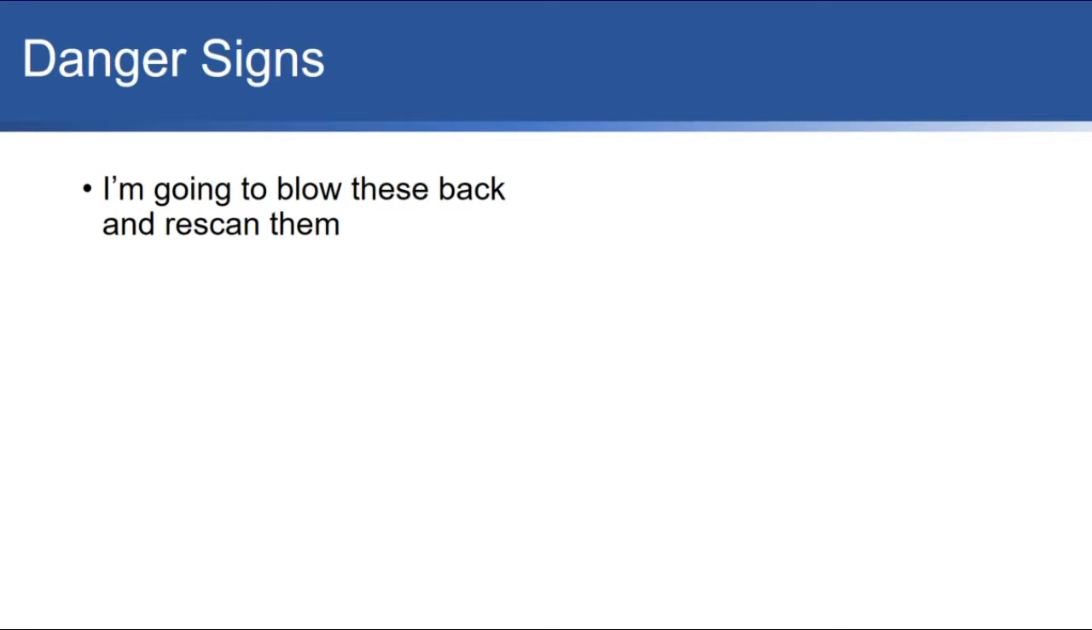Next, I'm going to talk to you about danger signs. These are things the legal team says and does that sets off red flags for me as the trial tech. The first is, "I'm going to blow these back and rescan them." What the legal team is suggesting here is that we reunitize the documents on paper and then scan them back in as a replacement record. The practical effect is that you lower the quality of exhibits, similar to how photocopying the same file over and over tends to lower its quality.